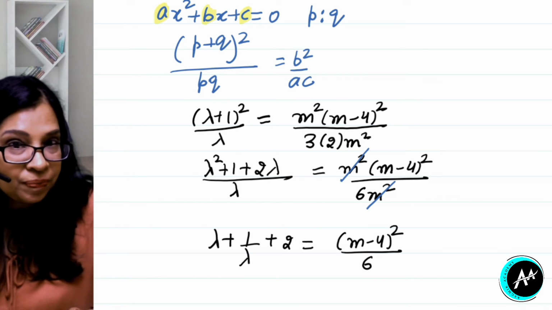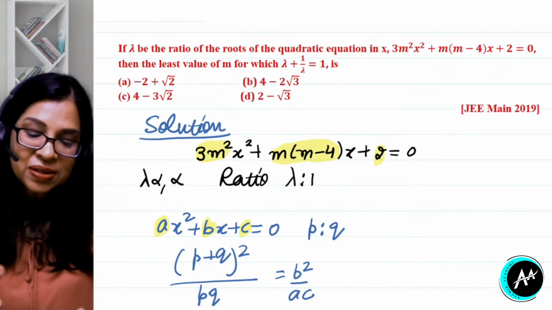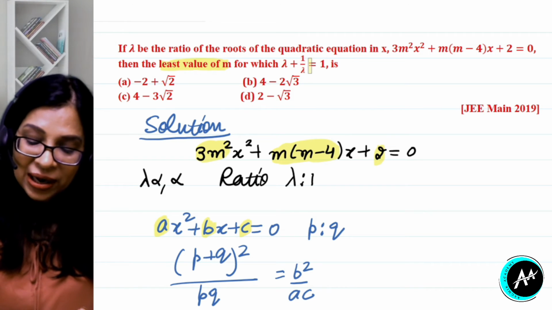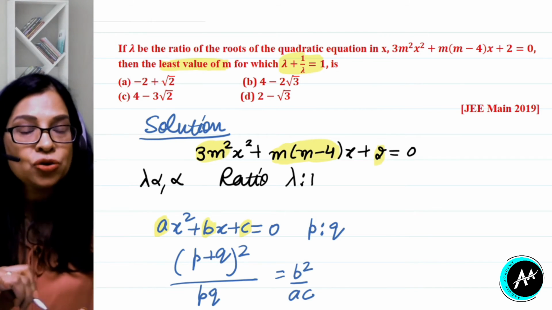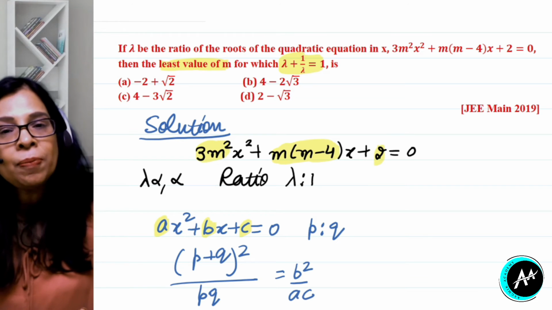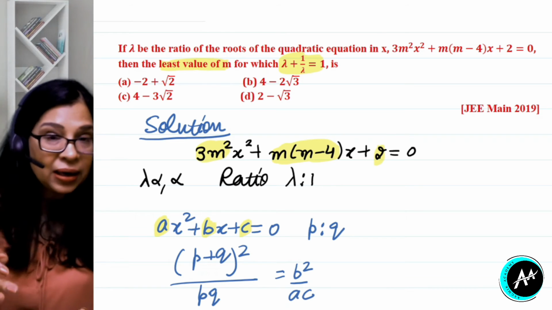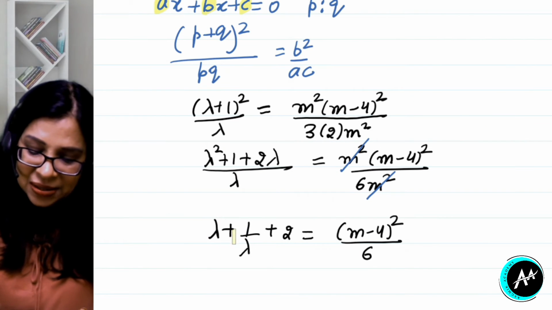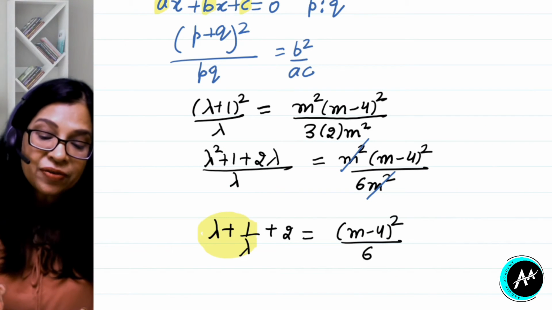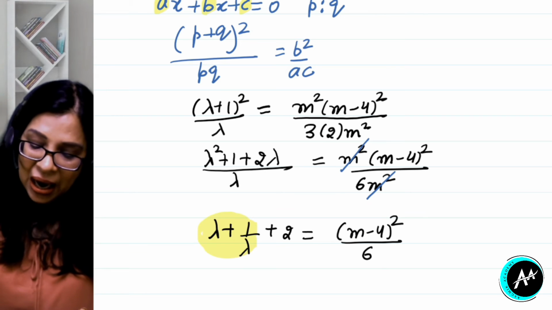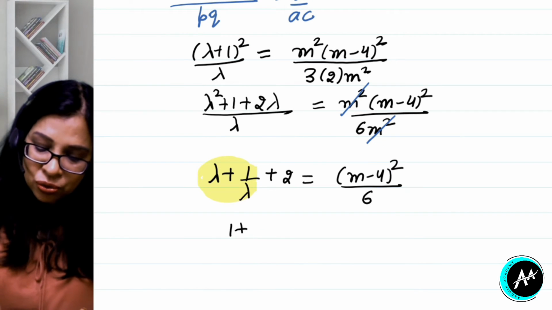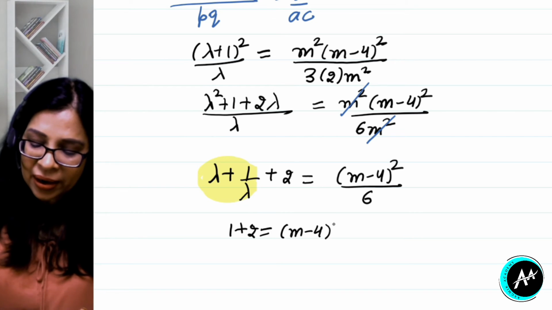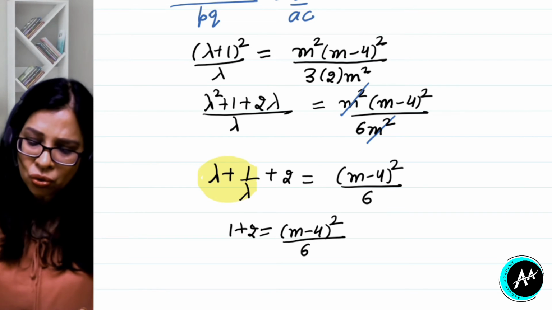Now what's the question? Let us have a look. Question was, we have to find least value of m for which lambda plus 1 by lambda is 1. So that means we are given that lambda plus its reciprocal is 1. Let's use it. So as you can see over here, we have this lambda plus 1 by lambda. Its value is given to be 1. So let us put, I have 1 plus 2 is equal to m minus 4 whole square and divided by 6. So what do I get?